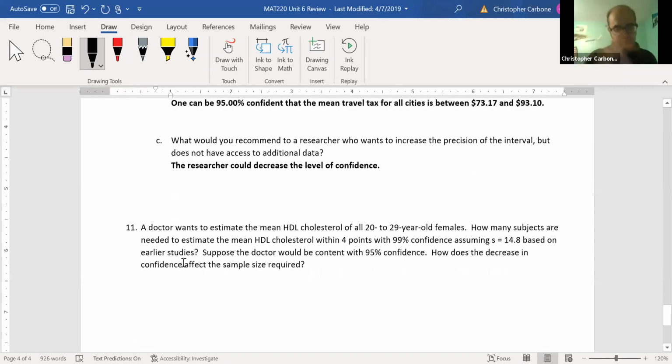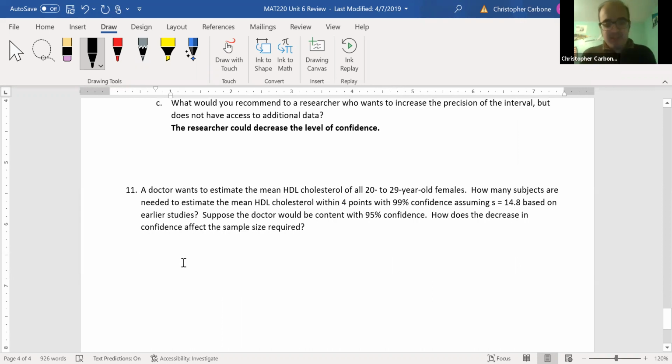And finally, the last question for this. A doctor wants to estimate the mean HDL cholesterol of all 20 to 29-year-old females. How many subjects are needed to estimate the mean HDL cholesterol within 4 points with 99% confidence? Assuming that sample standard deviation is 14.8 based on earlier studies. And let's say the same thing again with the 95% confidence. And then how does this decrease in confidence affect the sample size needed?